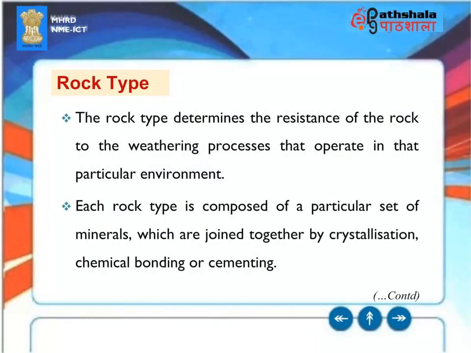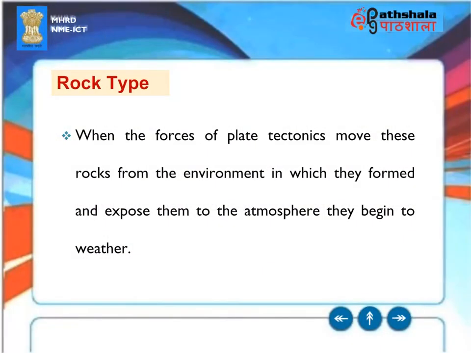Rock type. The rock type determines the resistance of the rock to the weathering processes that operate in that particular environment. Each rock type is composed of a particular set of minerals which are joined together by crystallization, chemical bonding, or cementing. When the forces of plate tectonics move these rocks from the environment in which they formed and expose them to the atmosphere, they begin to weather.